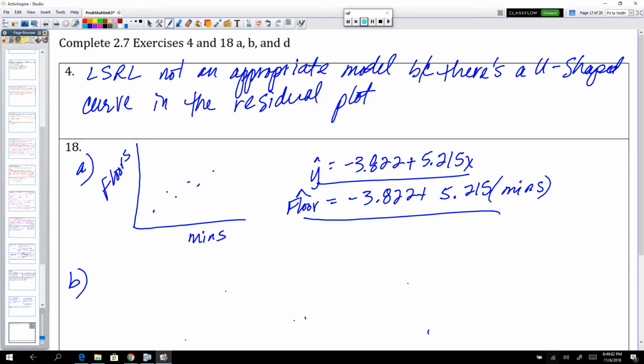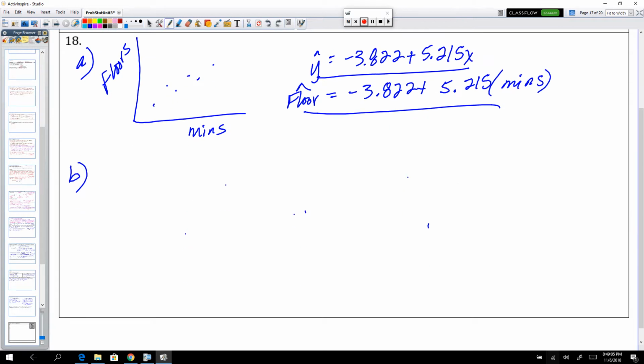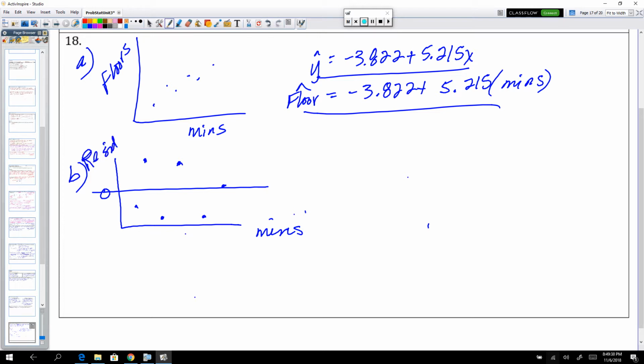Alright, hopefully you've had time to do that now. And your residual plot should look like this. Well, let me put 0 here. So there's 0. And your residual plot should look kind of like this. Maybe not perfect, but kind of like this. If this is minutes, this is floors. Oh, sorry, this is residuals, right? It's no longer the Y. This is residuals. Okay, and you have 3 positives and 3 negatives.